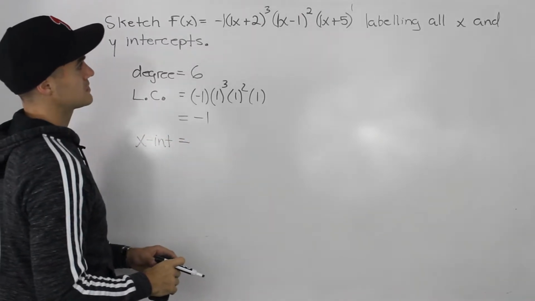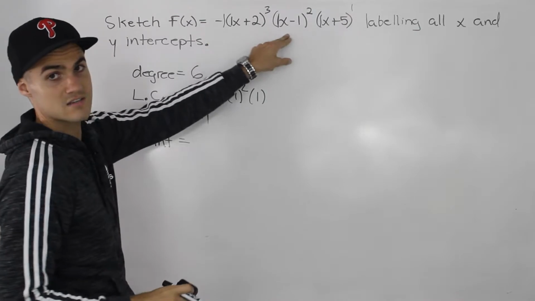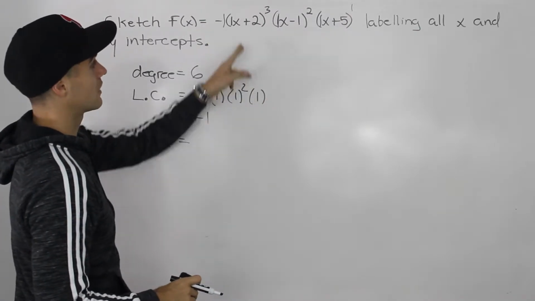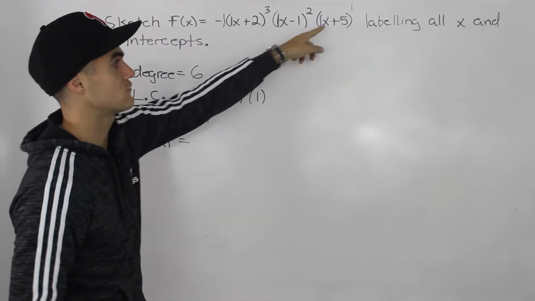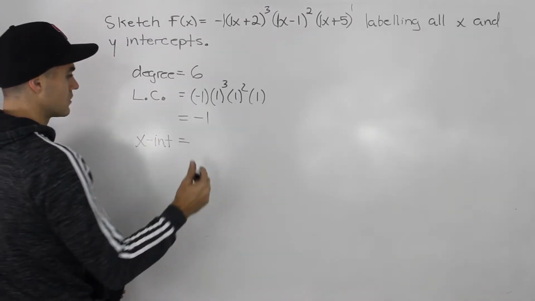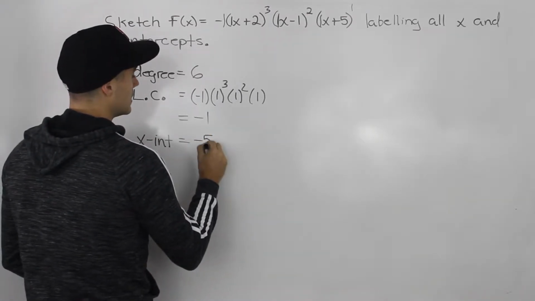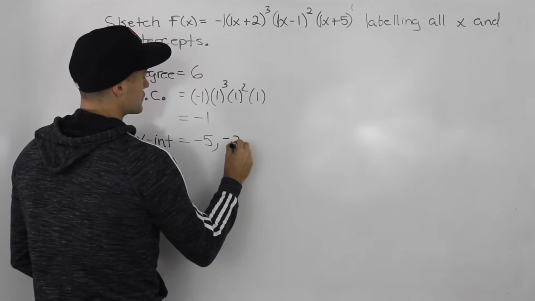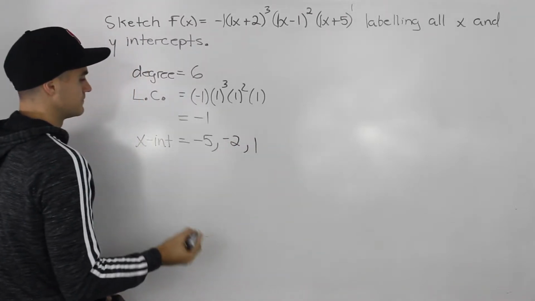Well, the x-intercepts, again, because this is in factored form, they're pretty easy to figure out. So we got -2 here, +1, -5. So putting those in order from left to right: -5, -2, and +1.